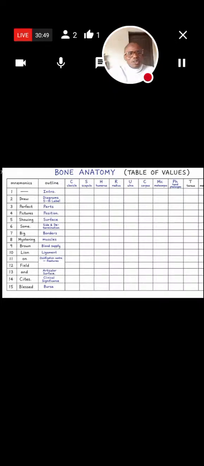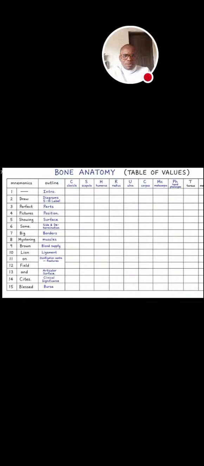Oh, you didn't think that. Okay, so I'm going to say that again. Number one, I write it vertically. I draw perfect picture showing some big, mysterious brown lion on jasper. This is what is not here, so take note. Jasper field, excluding sparkling cities.